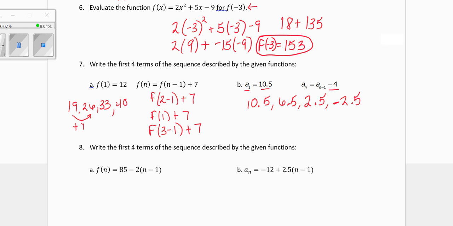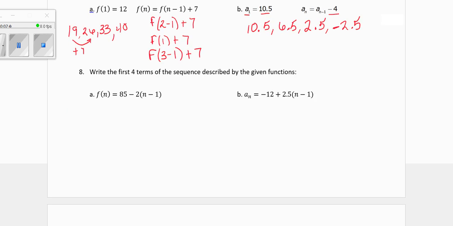Number 8, write the first 4 terms of the sequence described by the given functions. So now I have my explicit formula where above I was looking at my recursive. So looking at my explicit formula, I know that the first number is my first term. And this is my common difference.